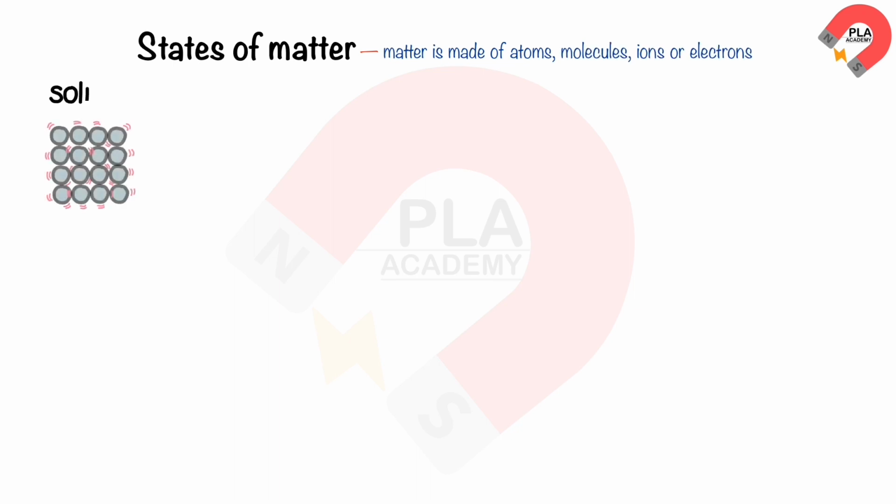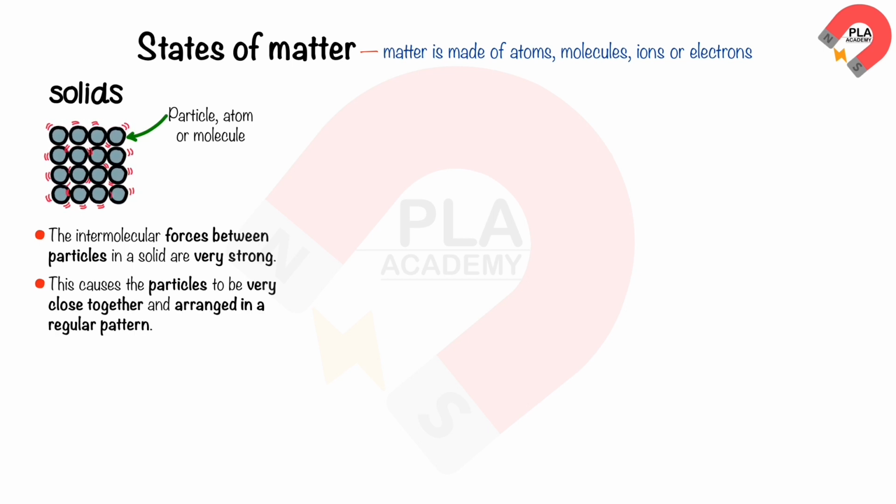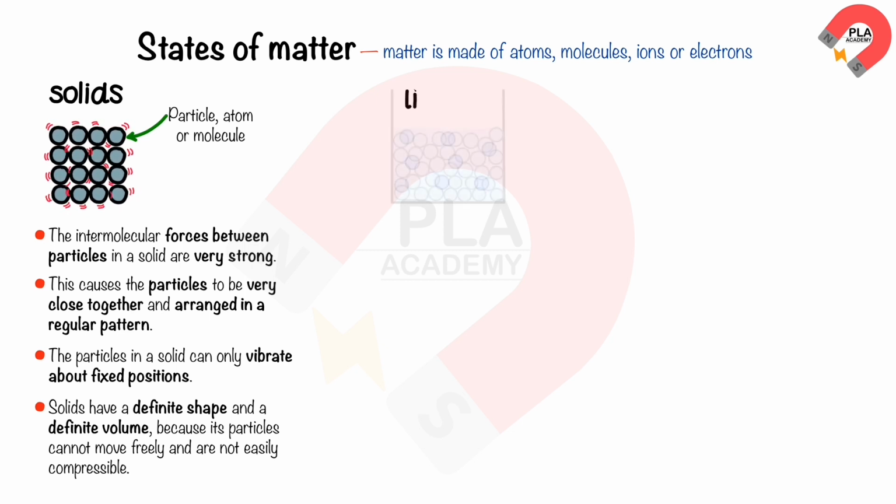States of matter. Any matter can exist in one of three states: solid, liquid, or gas. The particles that make up matter can be atoms, molecules, ions, or electrons. Solids. Here is called particle, atom, or molecule. The intermolecular forces between particles in a solid are very strong. This causes the particles to be very close together and arranged in a regular pattern. The particles in a solid can only vibrate about fixed positions. Solids have a definite shape and a definite volume, because their particles cannot move freely and are not easily compressible.